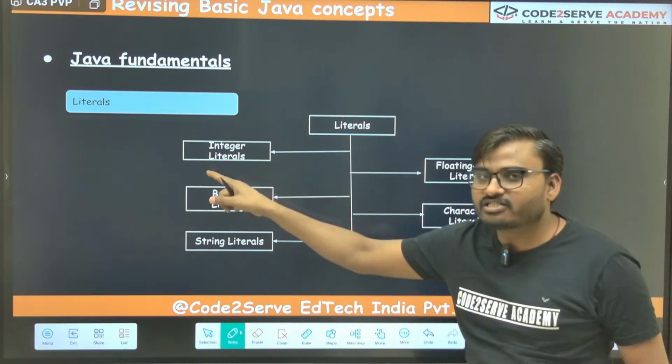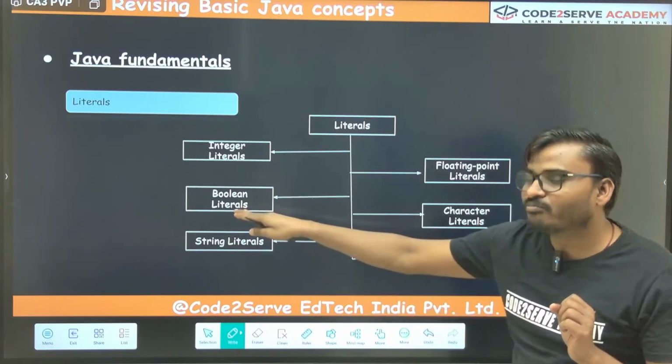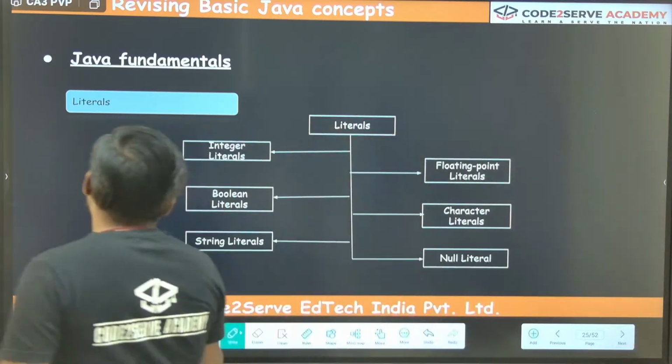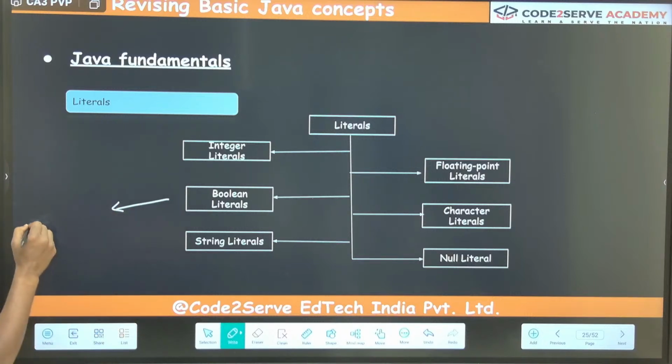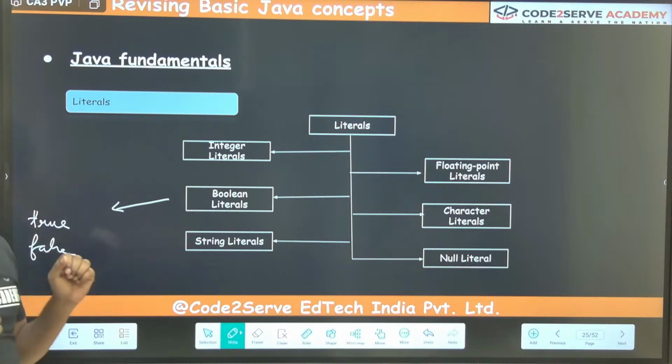In integer literals, you can only store values which don't have any decimal point. Similarly, in Boolean, you can only store true and false. Pay attention here: in Java, we write true or false all in small letters. When you learn Python, in class 11 or 12, if you opt for that programming language, we write False with a capital F and True with a capital T. But in Java, we use all small caps.